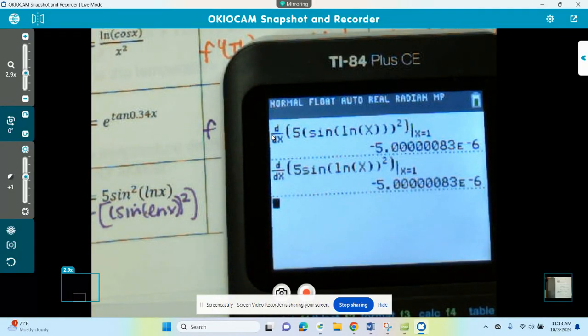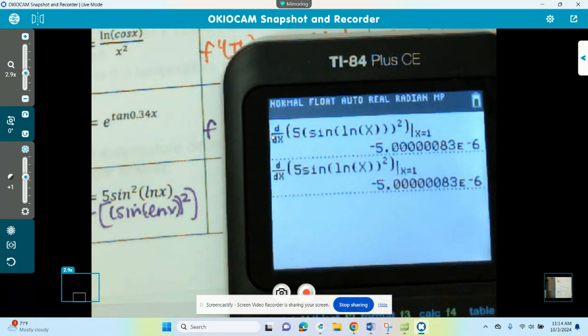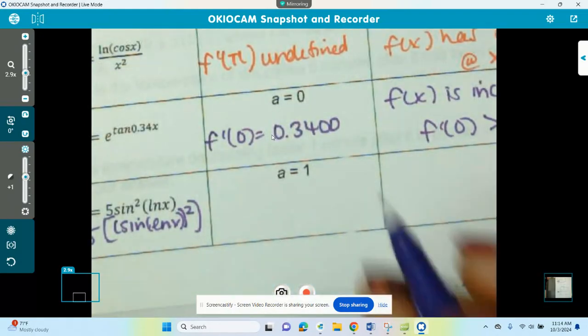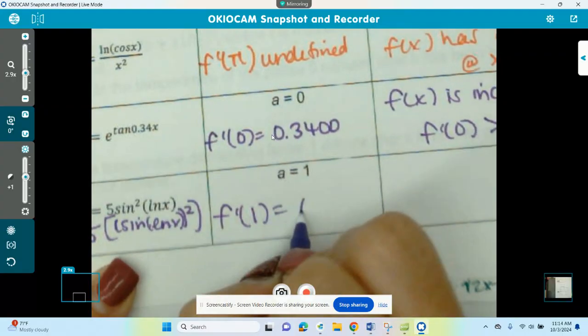All right, so negative 5.000083 e negative 6. Y'all, what is that ultimately? What does e to the negative 6 mean? Times 10 to the negative 6, which means there are 6 zeros before the 5. So ultimately, what is that answer? 0.000005, right? So we can say that is the same as 0. So basically, f prime of 1 here is 0.